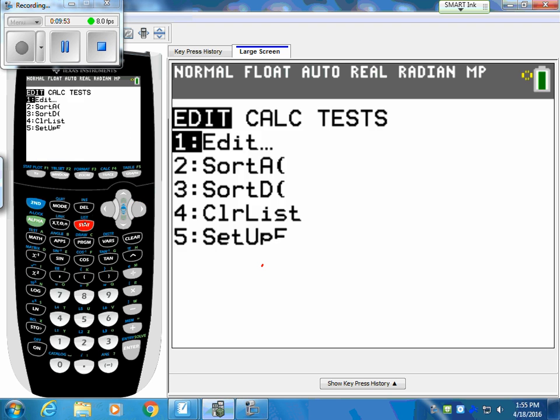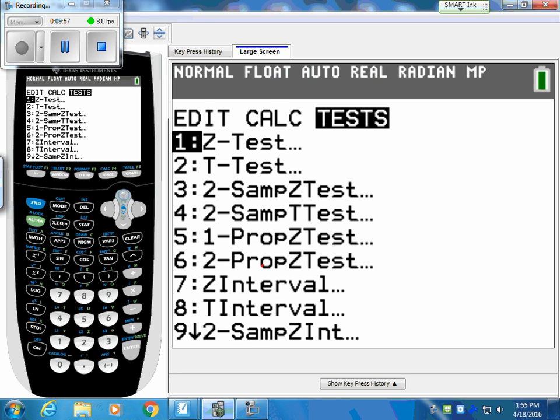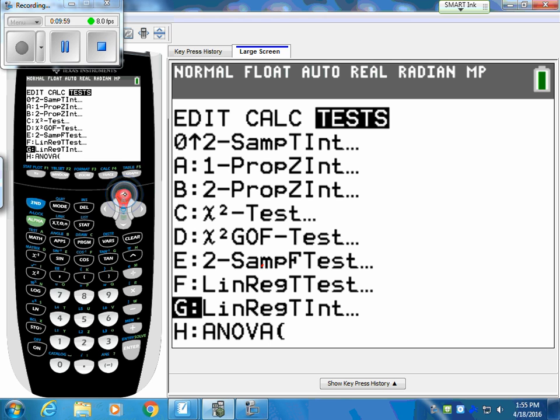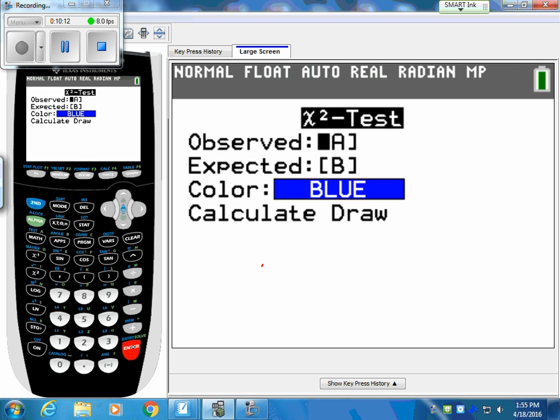So for all of our tests, we want to go into the Stat button, over to Test. If you have the newer operating system, you should have both options there for you: your chi-squared test and your chi-squared goodness of fit. This first one is your test of independence. Notice that it tells you that you need two matrices. You actually only have to fill in matrix A. It will make matrix B for you.